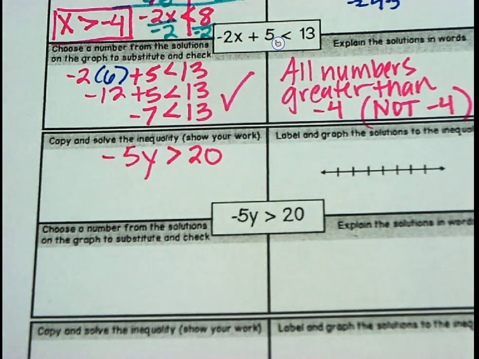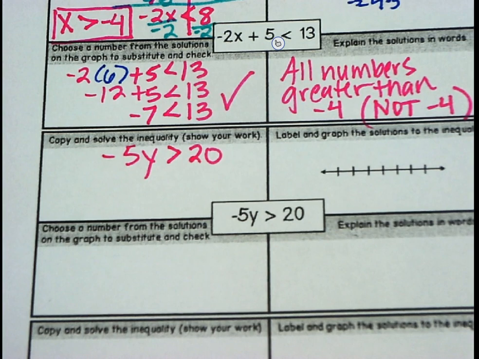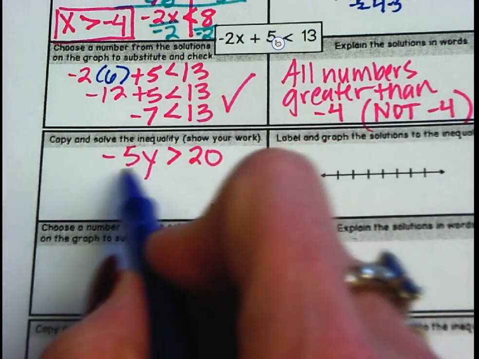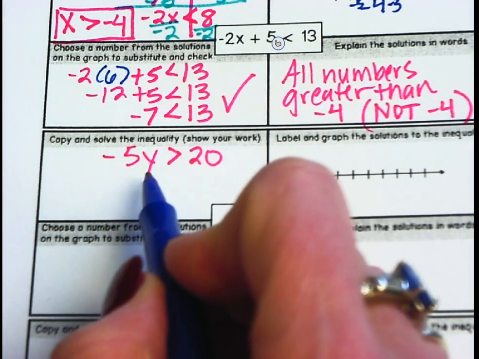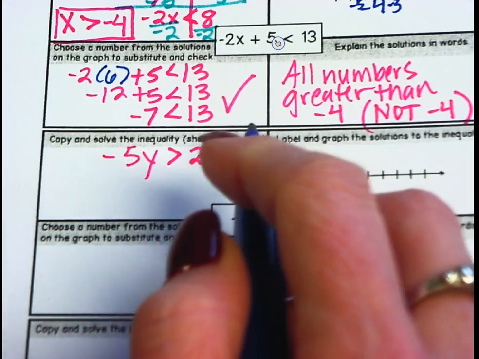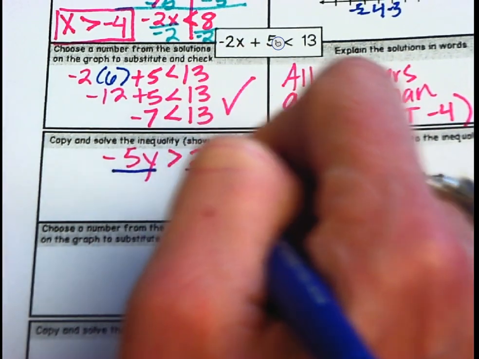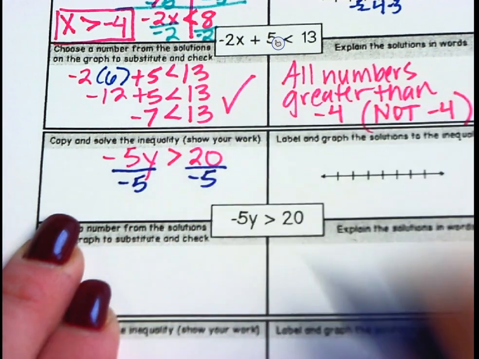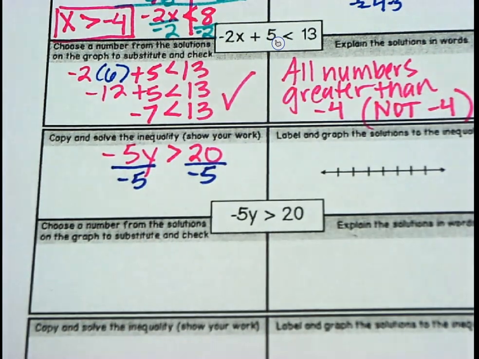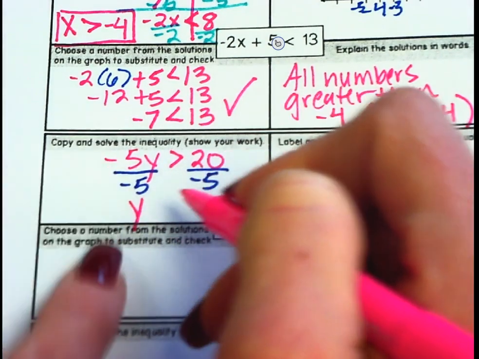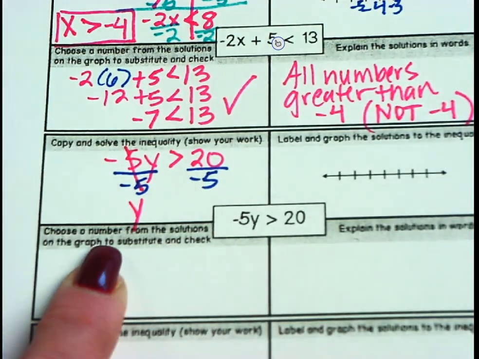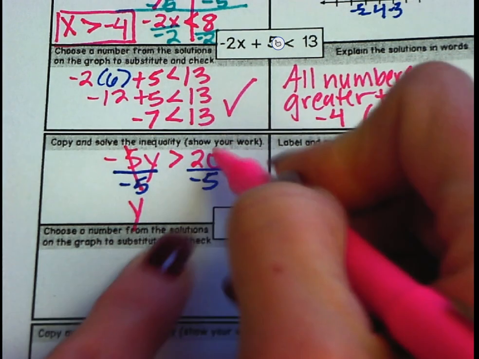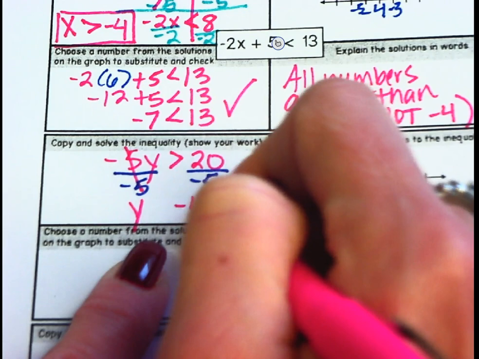This is only a one-stepper, but how do I solve it? What am I going to do to both sides? Not add 5. I have to undo multiplication. How do I undo multiplication? Dividing. So I'm going to divide not by 5, but by -5, because I'm undoing what was done. And then y on this side, because that cancels out, because it's 1. -5 divided by -5 is 1, so 1y. And then 20 divided by -5 is -4.